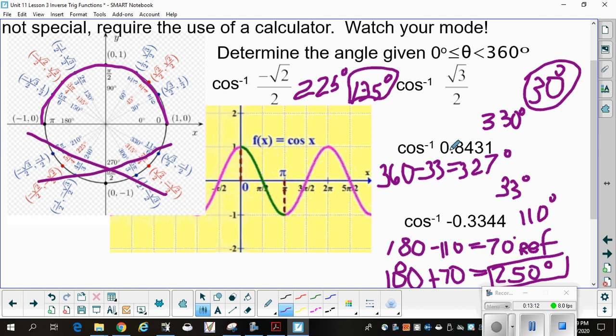Again, I'm looking for an angle in my trig function. The inverse trig function will give me quadrant 1. The other place where cosine is positive is quadrant 4. Then down here, it's negative, so I'm going to get a quadrant 2 angle. The other place that I need to look at is quadrant 3.